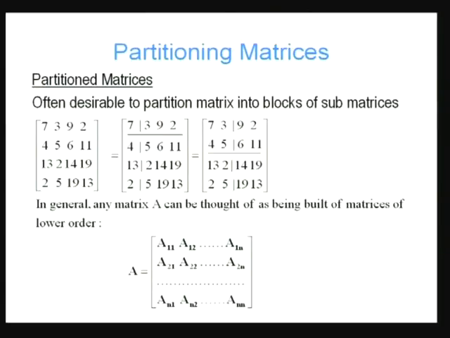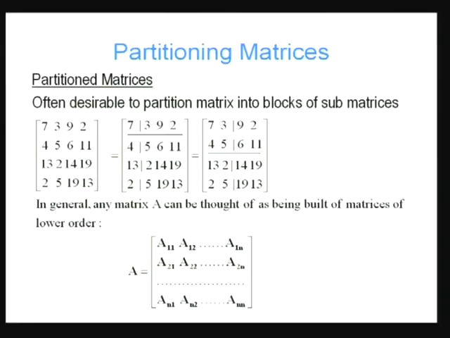Next, the other type of typical matrix that we are going to encounter in the solution of linear systems are partitioned matrices. It is often desirable to partition a matrix into blocks of sub-matrices. In general, any matrix can be thought of as being built of matrices of lower order. For instance, if A is a partitioned matrix comprising A11, A12 through A1n, A21, A22 through A2n, AN1, AN2 through ANn. These A11, A12, A1n are all actually matrices, but they are partitions of the bigger matrix A. So A11, A12 are all matrices of size smaller than the full matrix A.